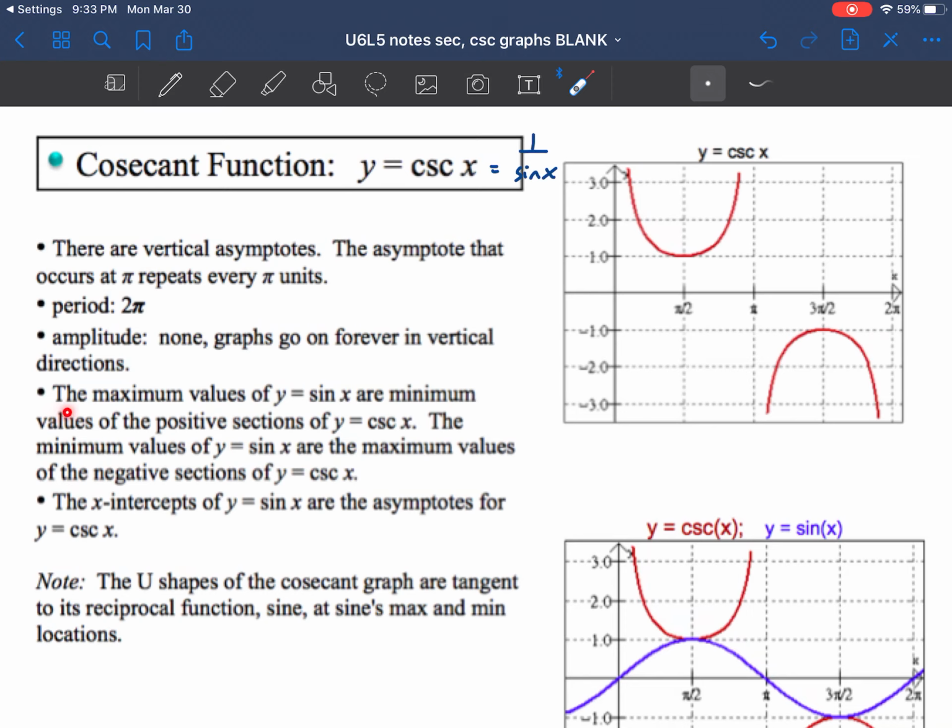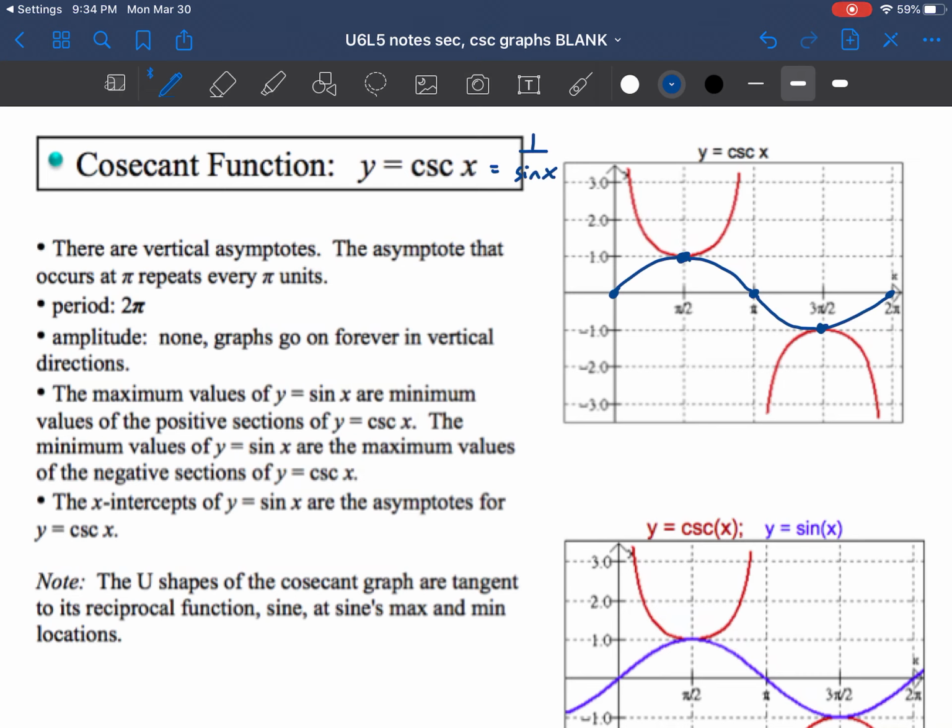And then here's kind of a nice feature. The maximum values of sine x are the minimum values of the positive sections of cosecant x. So what does that mean? Well, if we were to graph the sine x function, we know that sine of 0 is 0. Hopefully remember that sine of pi over 2 is 1. So the sine graph's going to start like this. The sine of pi is also 0, so that graph will come down. The sine of 3 pi over 2 is actually negative 1. And the sine of 2 pi is back to 0.